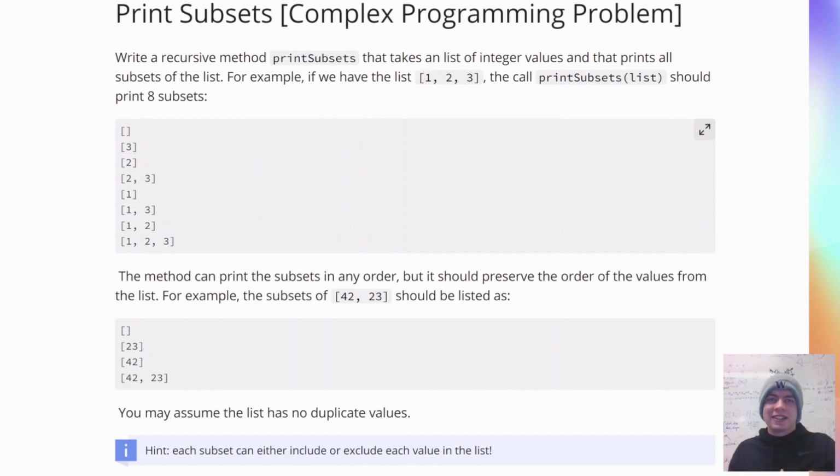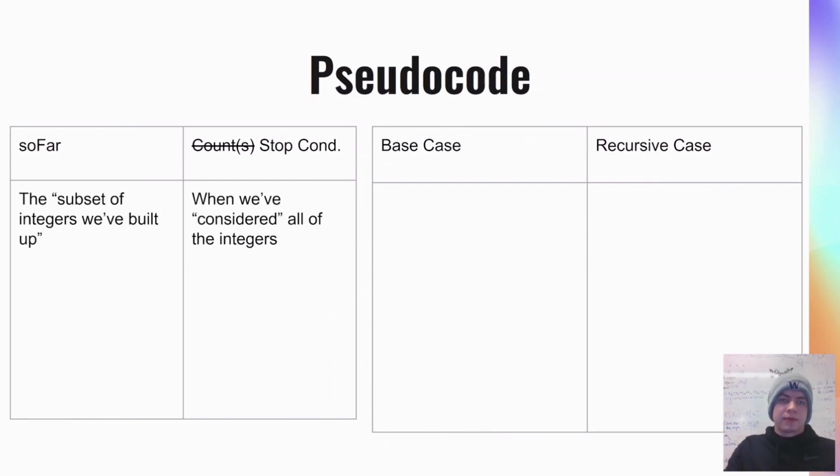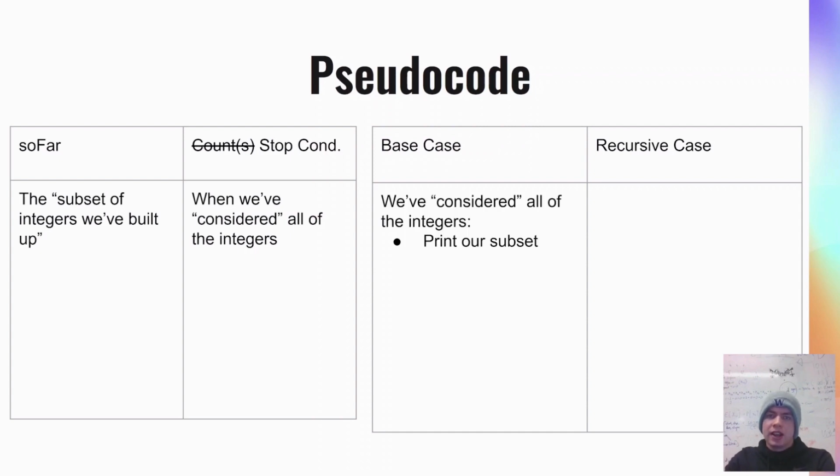So this tells us how to choose at each stage of our decision tree. Let's write pseudocode for this. So the so far is the subsets we are building up. And there's not really a clear count. However, there is a stop condition, and that's when we've considered all of the integers in the list. For our base case, when we want to stop recursing is when we've considered all the integers via the stop condition. And when this is the case, we should print our subset.